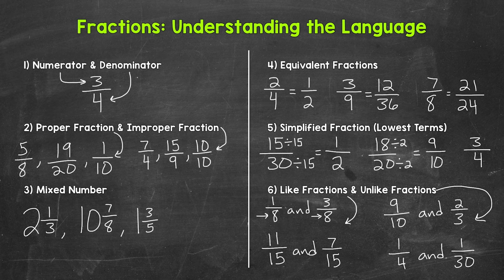So like fractions, like denominators, or common denominators all mean that the fractions have the same denominator. And then unlike fractions or unlike denominators mean the fractions have different denominators. So there's some common vocabulary when it comes to fractions. Let's move on to equivalent fractions.